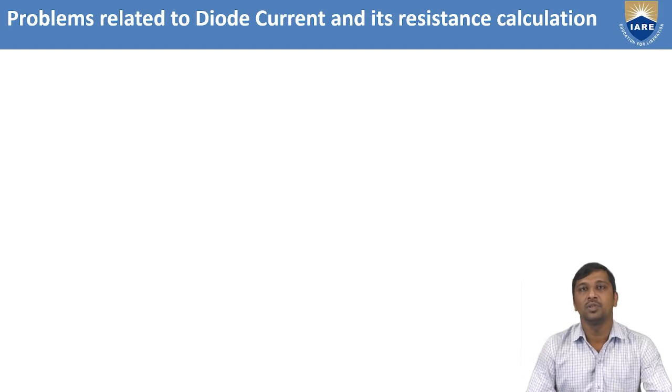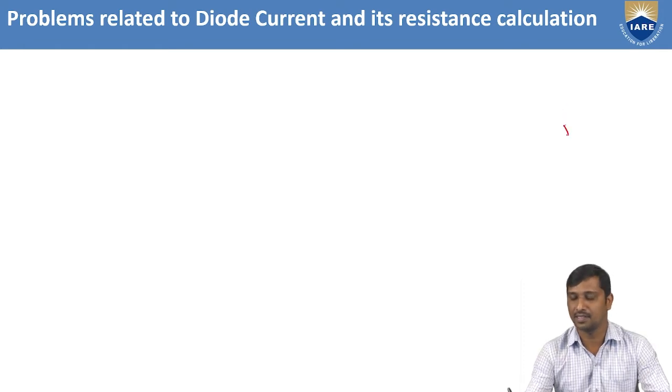Before going to these problems on diode current and its resistances, we have two types of resistances here: static resistance and dynamic resistance. The static resistance is represented as capital RF under the forward direction. It is the ratio of voltage to current, represented as VF by IF at a particular point. That can be observed from the characteristics of the PN diode.